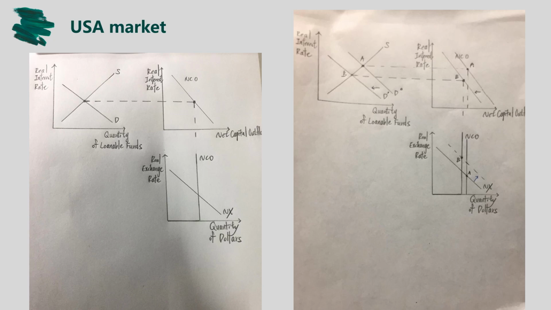From these two reasons, we can understand that demand for loanable funds shifts to the left. And you can see the right picture. The first diagram, point A moved to the point B, reducing the interest rate. The third one shows point A moved to the point B, which indicates increasing real exchange rate.